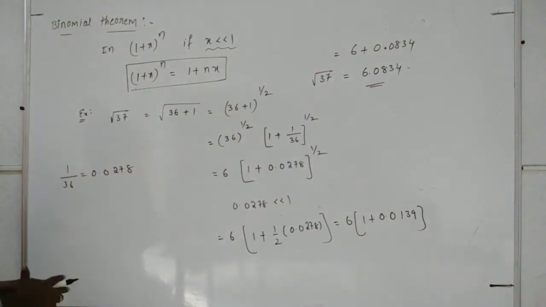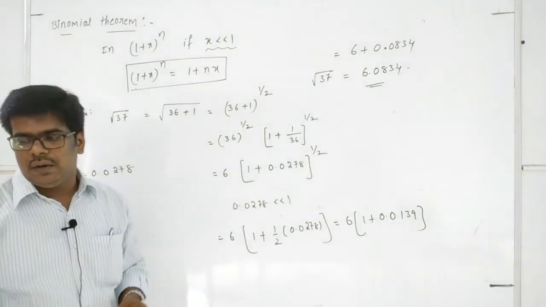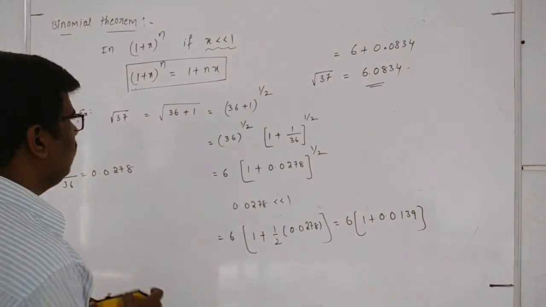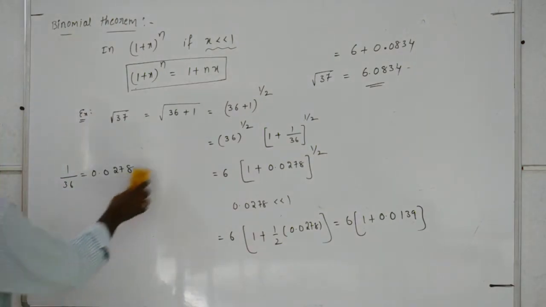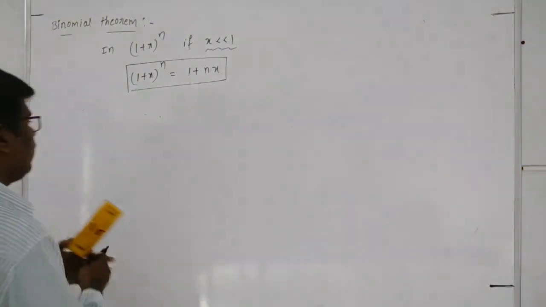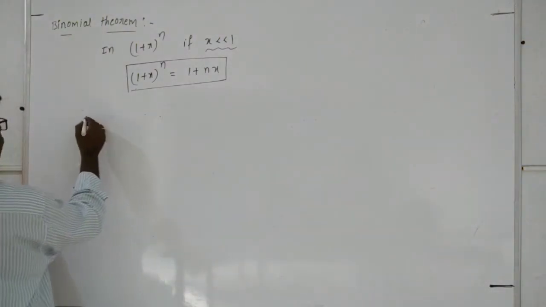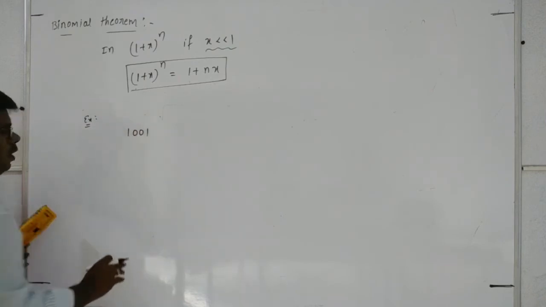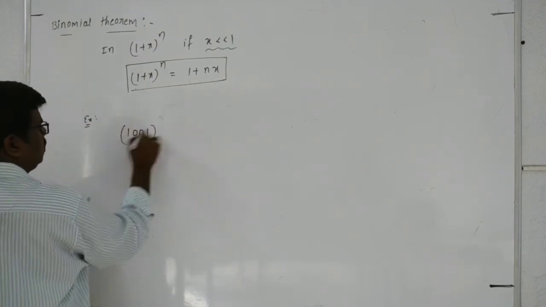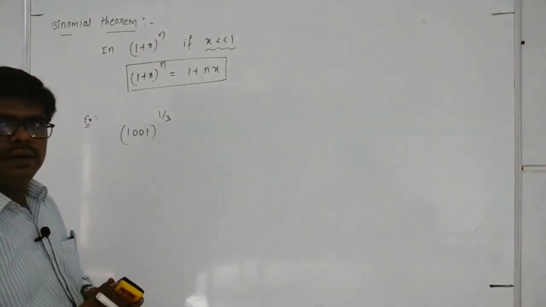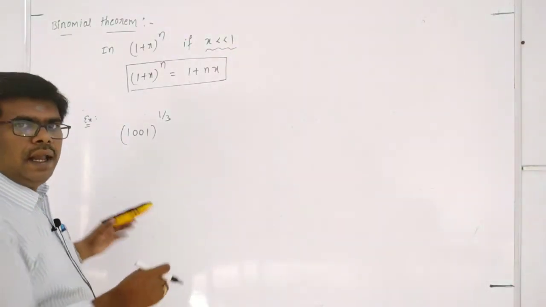Then you can find the root for it. And you can do one more example, and you can understand well. Suppose you take the example like this. Now you have the example 1001 whole power 1 by 3. This cube root, how much do we need to find? This cube root we can find like this.